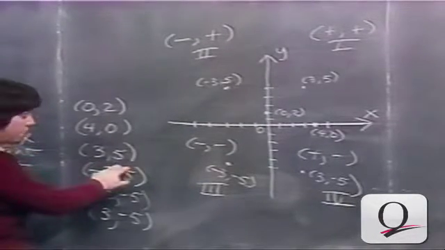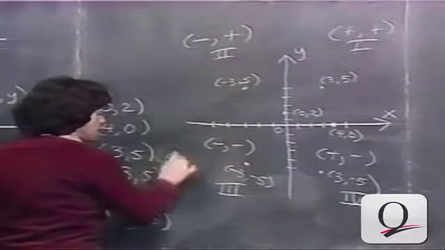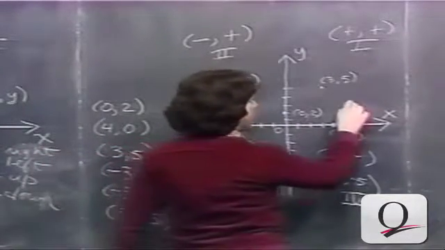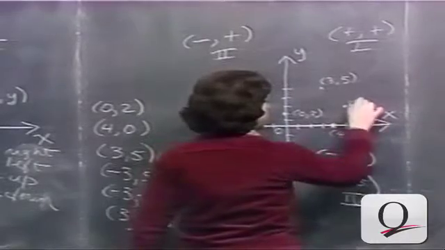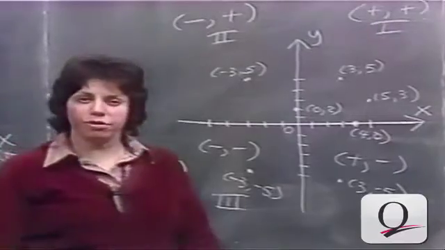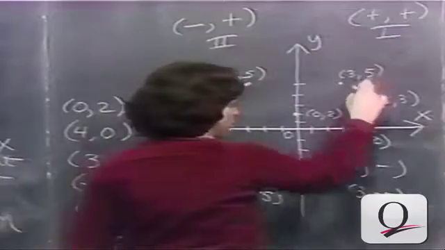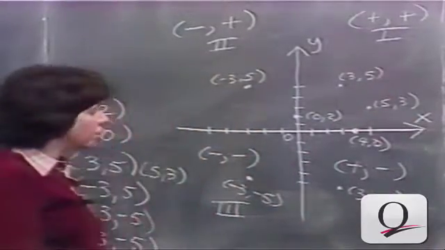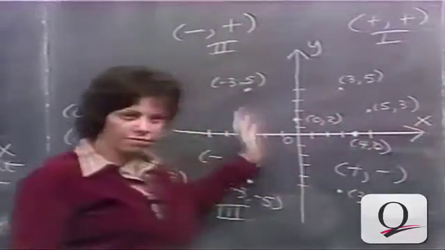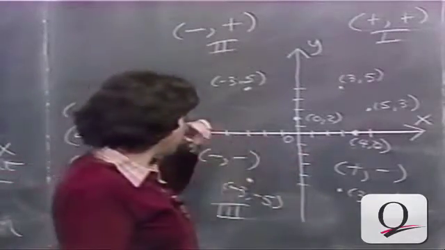3, 5 means move to the right 3 units and then up 5 units, whereas 5, 3 would mean move to the right 5 units and up 3 units. Okay, 3, 5 and 5, 3 represent different points in the plane. That's what I mean by an ordered pair of numbers. The order in which the numbers appear is important. The first number always represents the x-coordinate, telling you how much to move to the right or left. The second number represents the y-coordinate, how much to move up or down.